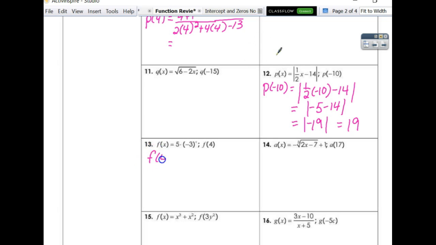On this one, what do I do first here? The exponent, right? Because you're going to get it wrong if you take 5 times negative 3 and then raise it to the 4th power, friends. Negative 3 to the 4th power. So negative 3 times negative 3 is 9. 9 times 9 is 81. 81 times 5 is 405.